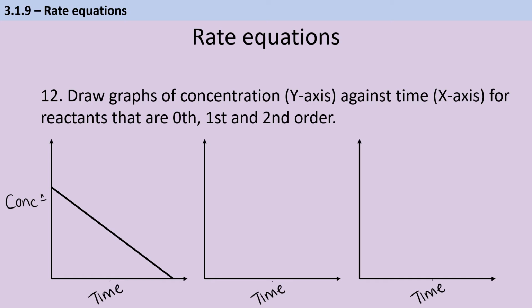Then if you have a graph where we're 1st order with respect to that reactant, we're going to see this curve. So initially the reaction goes quite quickly, but then as the concentration drops, the rate of reaction also drops, and so the gradient of the graph becomes more shallow. And then for 2nd order, we see the same kind of overall shape, but it's just more extreme.